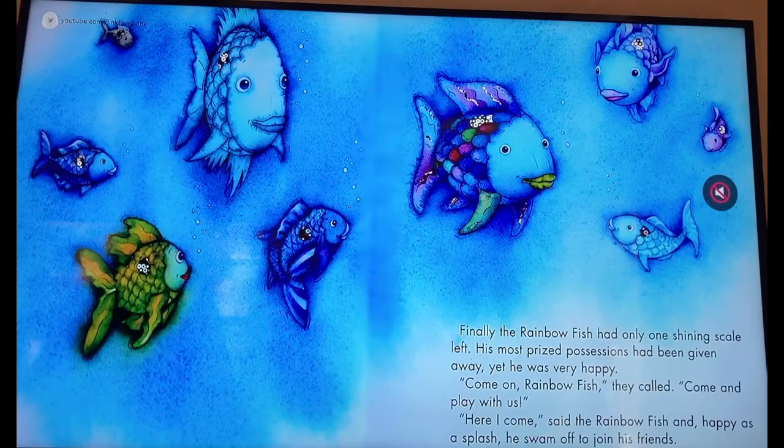Finally, the rainbow fish had only one shining scale left. His most prized possession had been given away, yet he was very happy. "Come on, rainbow fish," they called. "Come and play with us." "Here I come," said the rainbow fish, and as happy as a splash, he swam off to join his friends.